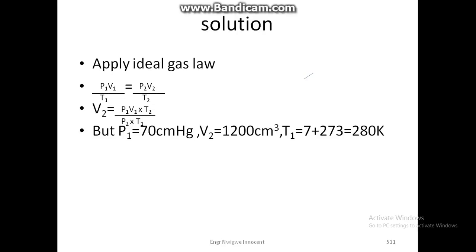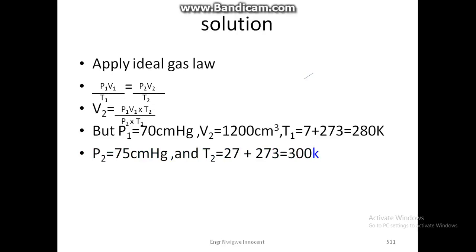T1 is equal to 7 plus 273, which is equal to 280 Kelvin. P2 is equal to 75 cm mercury, and T2 is equal to 27 plus 273, which is equal to 300 Kelvin.